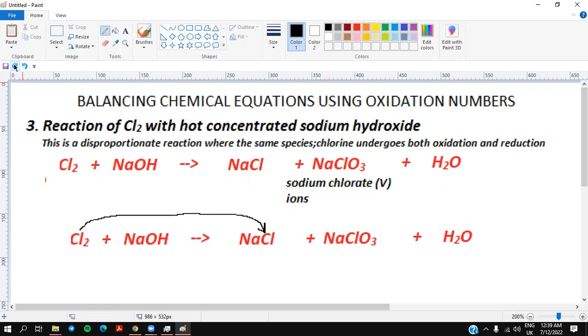We'll see what happens to oxidation number when chlorine forms sodium chloride and sodium chloride. You know the oxidation number of chlorine on the left-hand side is 0 because it is in uncombined form, 0. But here in sodium chloride, we have the oxidation number of chlorine, -1. I'll try to finish this part first. When chlorine goes from oxidation number 0 to -1, it is reduction.